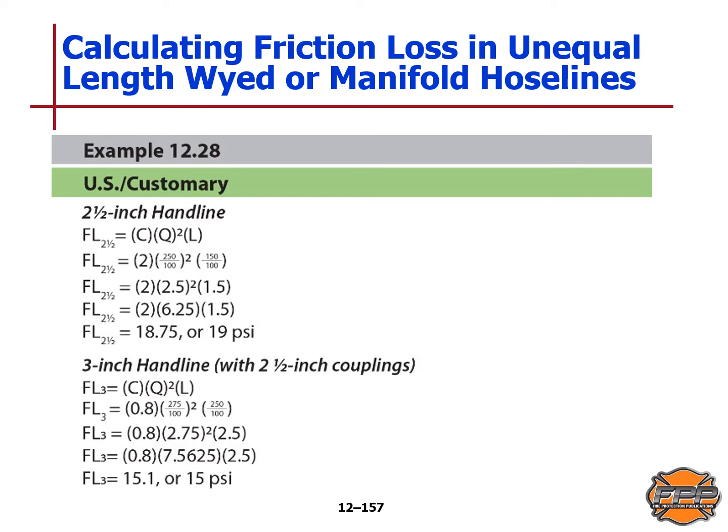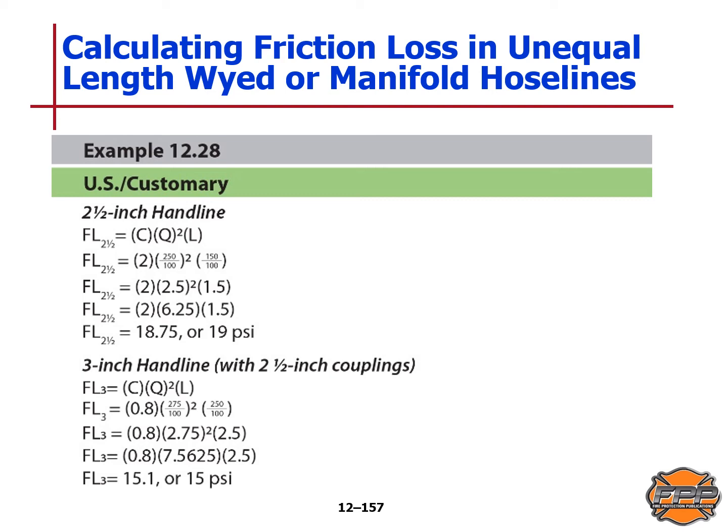So friction loss at 2.5 is 2 times 2.5 squared times 1.5. So friction loss for 2.5 is 2 times 6.25 times 1.5. So friction loss for 2.5 is 18.75, or 19 psi.